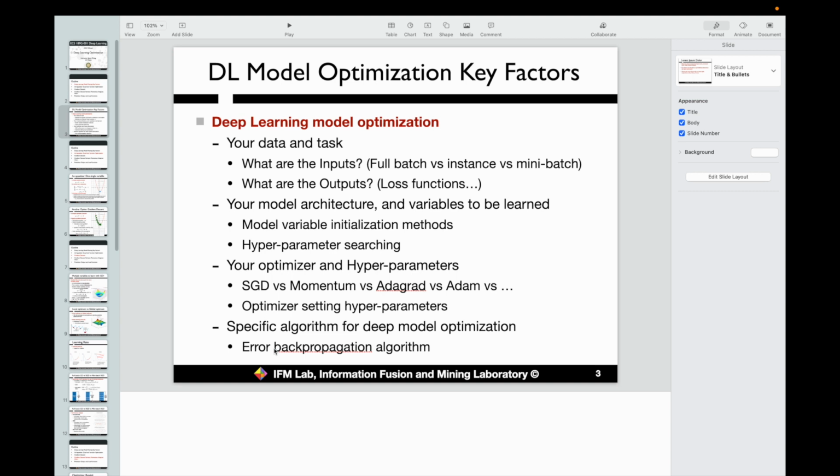So, on this page, we try to provide you with some of the key factors which may affect the training process of deep learning models, and we have to consider them very carefully when we decide on our training process as well as training algorithm.